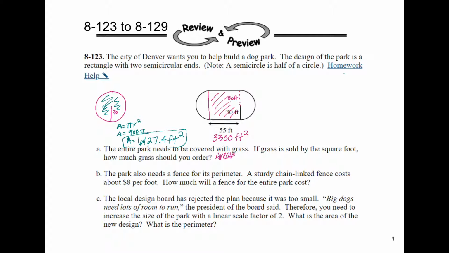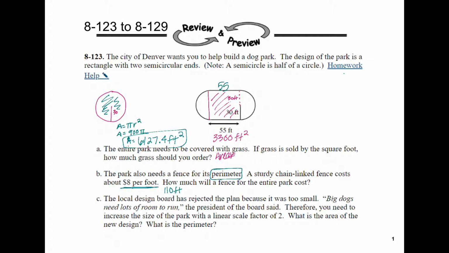So question 2 says the park also needs a fence for its perimeter. A sturdy chain link fence costs about $8 per foot. How much will the fence for the entire park cost? Well, the first thing we need to find is the perimeter of what we need. So to find the perimeter of a rectangle, we just add up both of the sides. So the rectangle is going to be 110 feet.